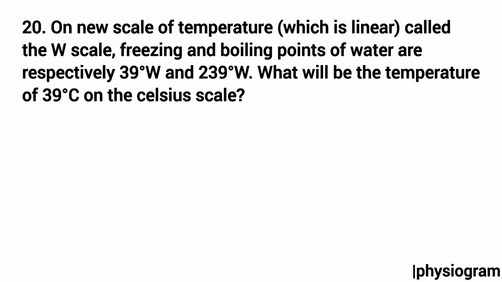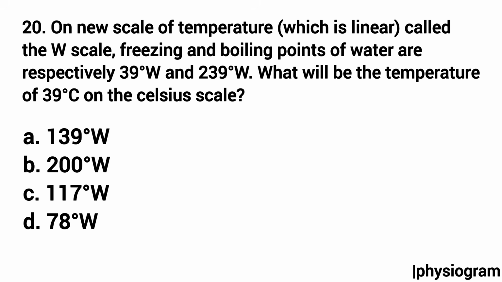Next, question number 30: on a new scale of temperature which is linear, called the W scale, the freezing and boiling points of water are respectively 39 degree W and 239 degree W. What will be the temperature on the new scale corresponding to a temperature of 39 degree C on the Celsius scale? Option A, 139 degree W; B, 200 degree W; C, 117 degree W; and D, 78 degree W.